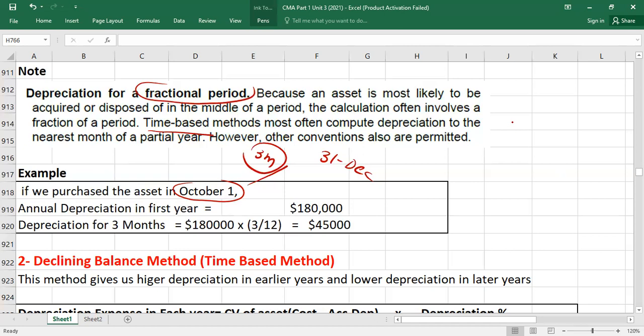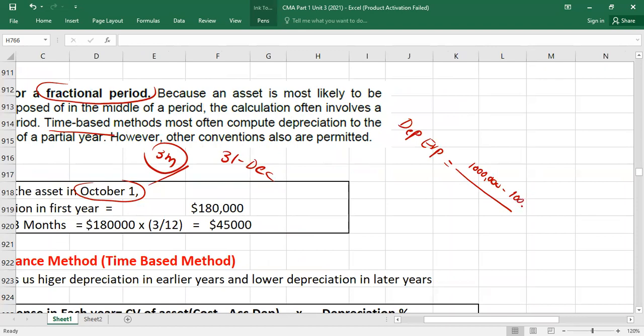So what you will do, you will take the depreciation expense first, which is equal to cost, which was how much? 1 million. Residual value, which was how much? 100,000. Life was how many years? 5 years. Depreciation expense per annum was how much? 180,000. But you want in the first year only 3 months. So you will multiply by 3/12. So you will get fractional depreciation of 45,000 for the first year.